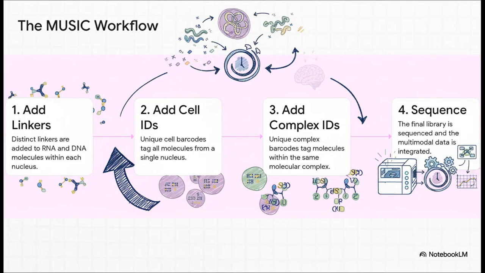Okay, so how does MUSIC actually work? Well, it relies on a very clever, multi-layered barcoding strategy. First, to tell RNA and DNA apart, they add distinct linker sequences to each. Second, to make sure they can trace every molecule back to its original cell, they add a unique cell barcode using a process called split pooling. And third, to identify those multipartite contacts, each molecular complex gets its own unique barcode. This whole system ensures that every sequence and interaction can be accurately pinpointed to its specific cell and molecular complex of origin.